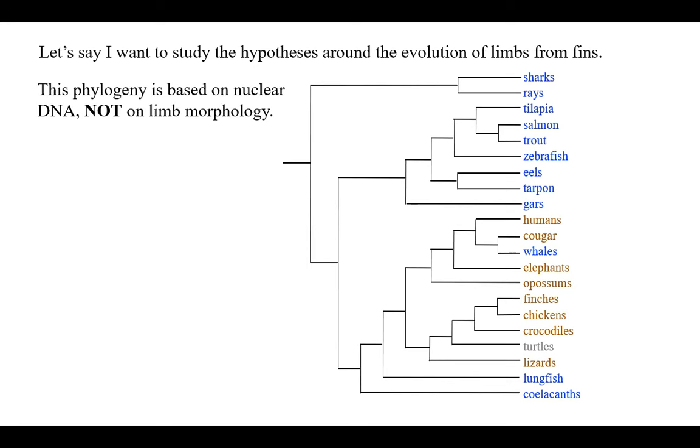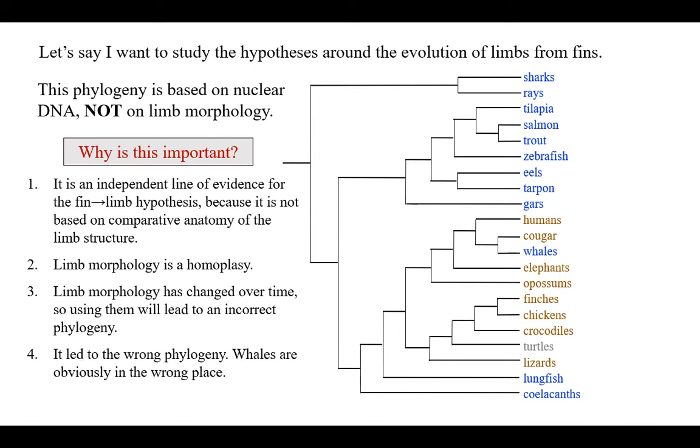Let's say this is a phylogeny we're using and it's based on nuclear DNA. Really simple question here. Why is this phylogeny useful for studying limb evolution if it's actually a tree of DNA? And then I'm just going to use it to study limb evolution. Talk to each other for a second and decide between these.